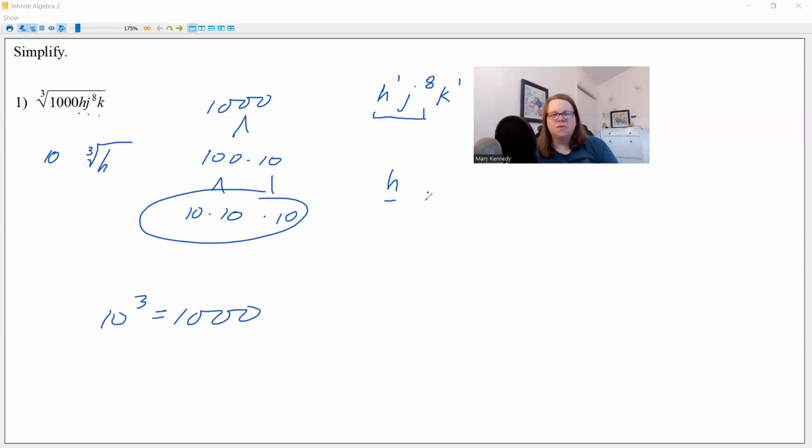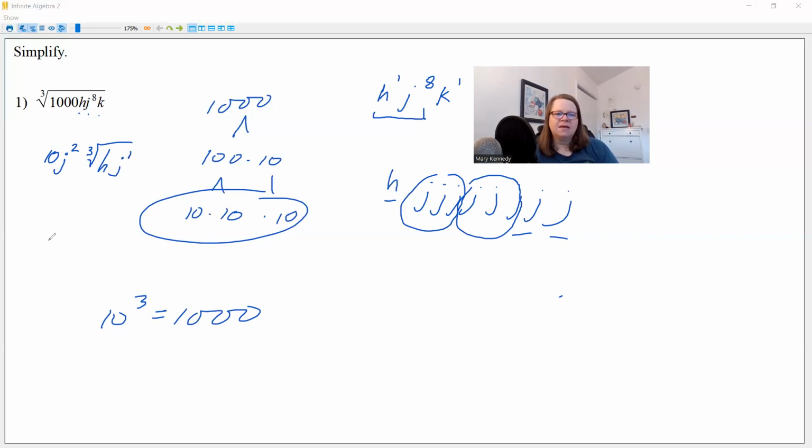And then I have 8 j's. 1, 2, 3, 4, 5, 6, 7, 8. All right, that worked out nicely. Okay, so 3 and 3 and 2 left over. Right. So I have 2 groups of 3 j's. So 2 of those is j squared. And then there are 2 j's left over. So j to the 2nd goes underneath the radical.